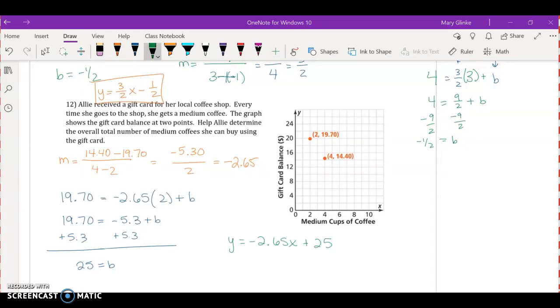Okay, now that you've tried it, here we get a slope of -2.65 and a y-intercept of 25, which means the gift card was initially $25 and she spends $2.65 on every medium coffee. So we're looking for her to end up with a balance of 0 on her gift card. So we're going to take this equation and solve for x. So we get 2.65x equals 25. When we divide, we get 9.43, which means she can buy 9 coffees overall, because we can't have that decimal.